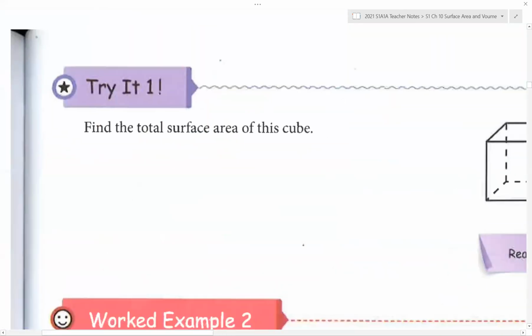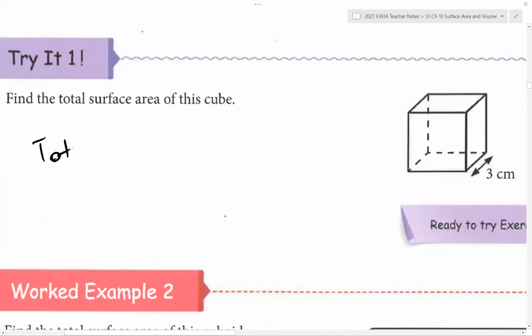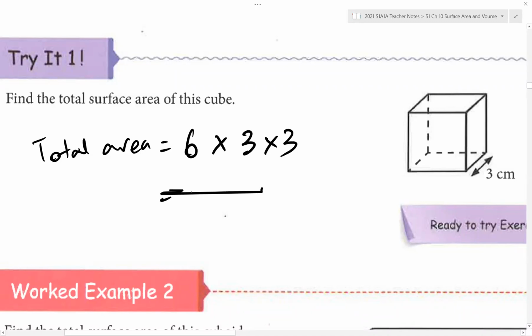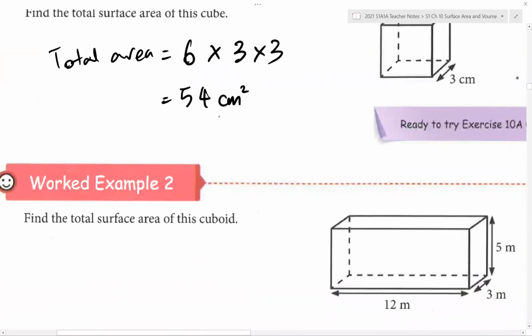So there is a try now. Find the total surface area of this cube. Total area. Okay, work it out now. I think all of you got it. 6 of the squares. Okay, 54. Now what about the total surface area of a cuboid?